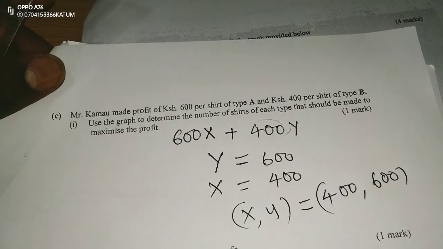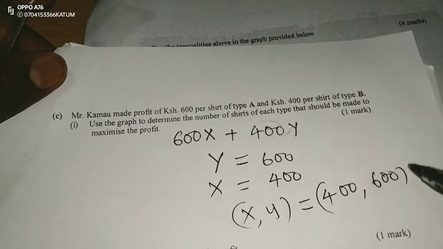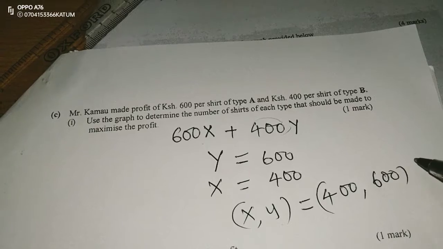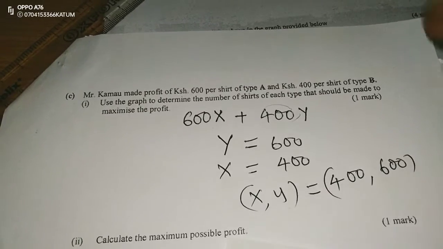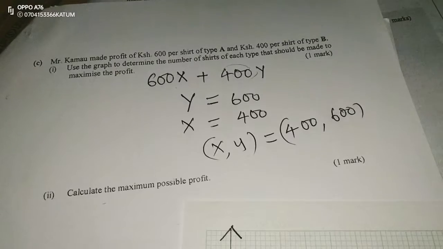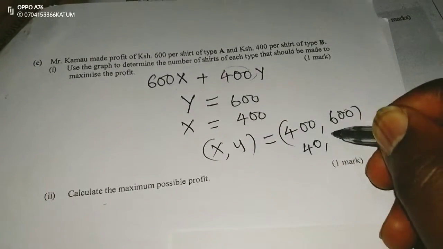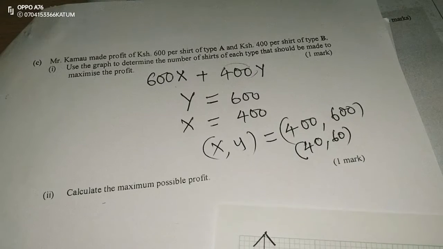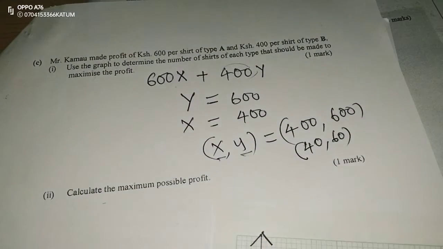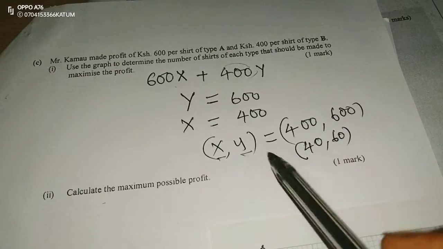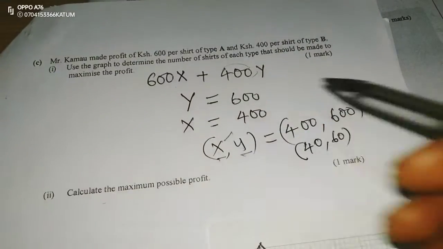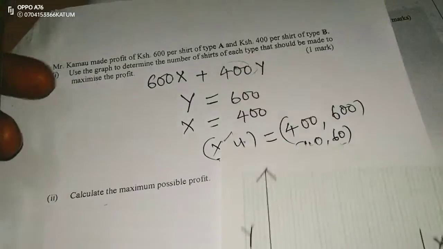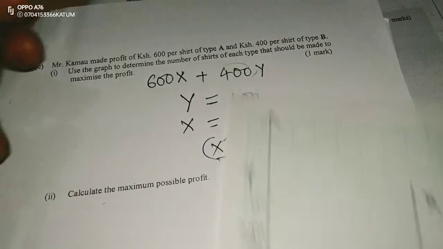After interchanging the coefficients, we should know that these coefficients can be simplified using a common factor like 10, whereby we will have 40 and 60. Therefore we're going to plot 40 and 60 on the axes. So the X intercept is 40 and the Y intercept is 60 for the search line.